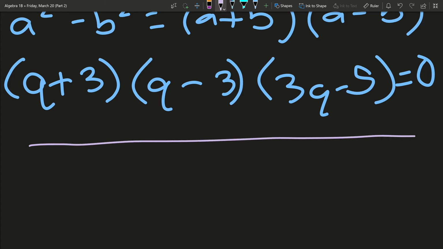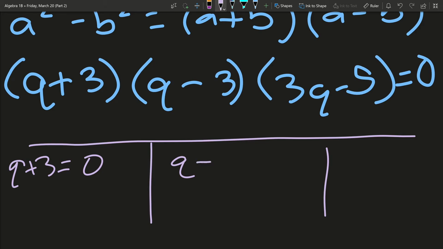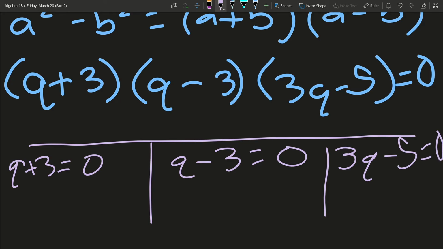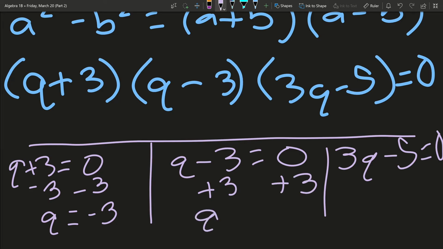Let's make our table again. So q plus 3 is equal to 0. q minus 3 is equal to 0. And 3q minus 5 is equal to 0. Start with the first one. Subtract 3 on both sides, leaving us with q is equal to negative 3. And here we have to add 3 to both sides. So we're left with q is equal to 3.